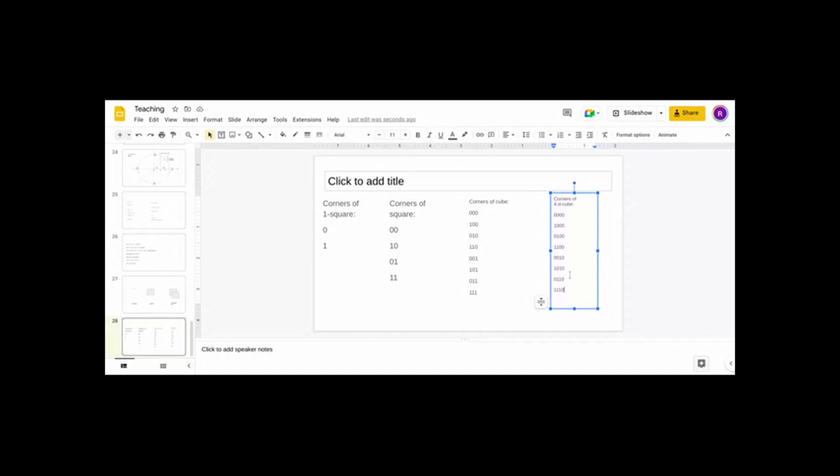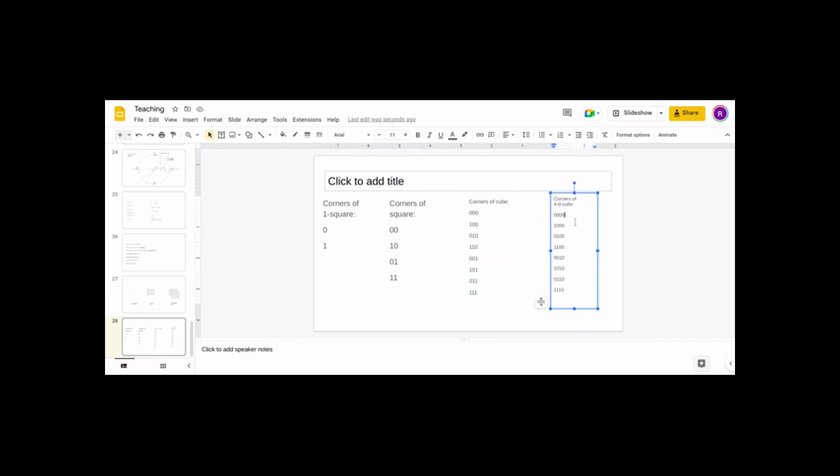How do I get the remaining 8 corners? What will I do? For the 16 corners, I need another 8 corners. How will I get the remaining 8 corners? Add 1, sir. Exactly. So I just take these same things.